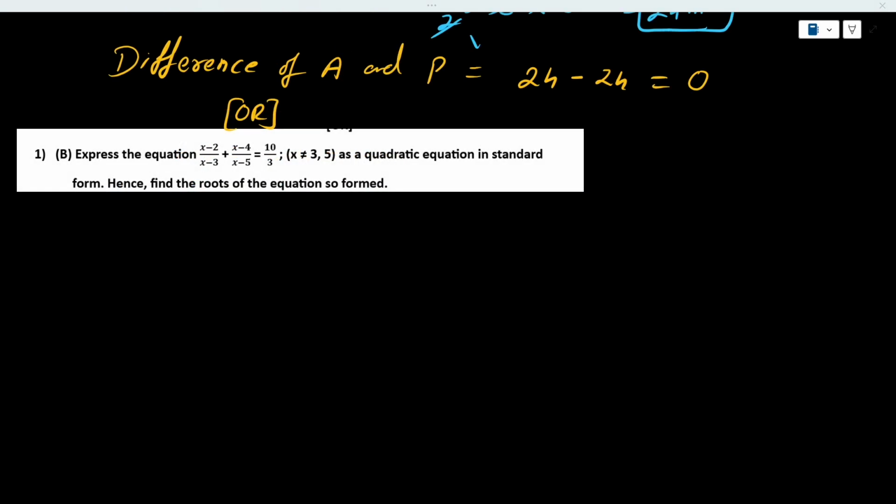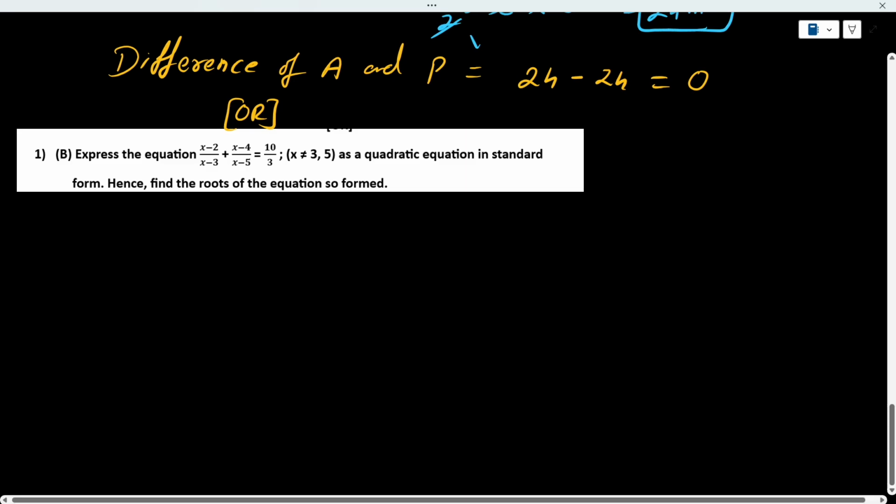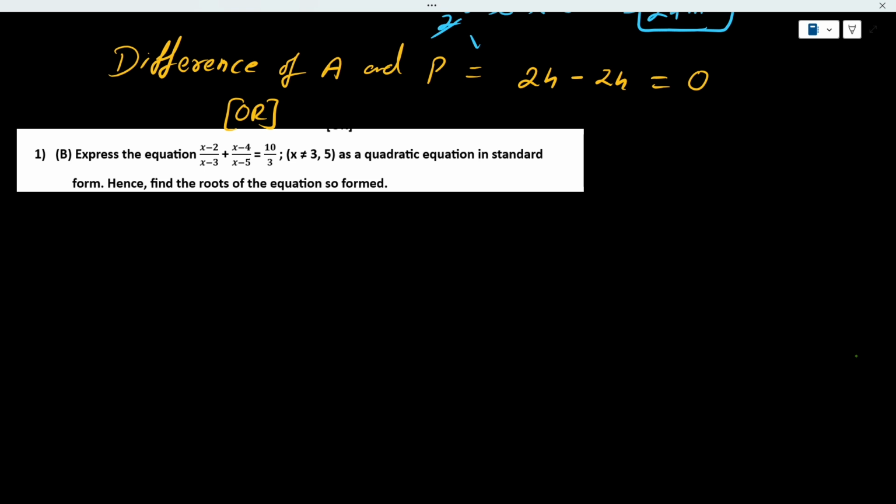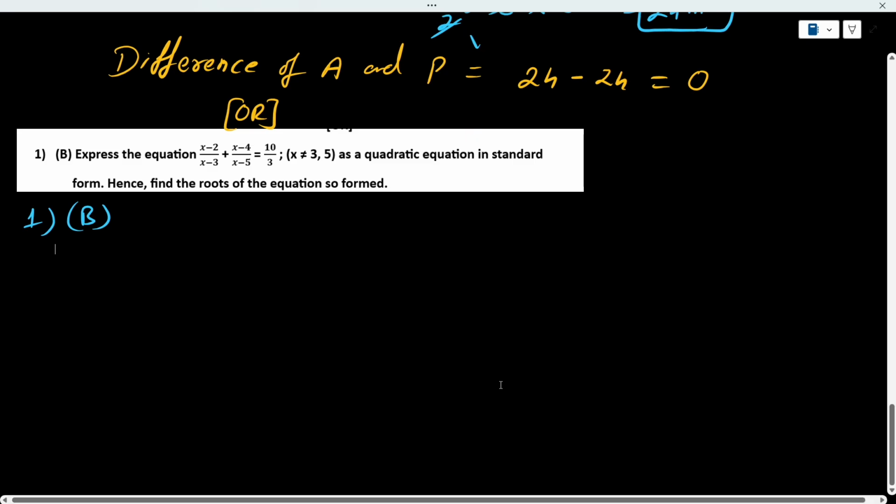Now this is your OR bit question, which is also from the first question. We have seen one application based question. This is your direct equation based question. So this internal choice, you can do any one question. So let us see how we solve this question here. This is again 1b. So please, when you are writing in your answer sheet, make sure you are writing the correct numbering.